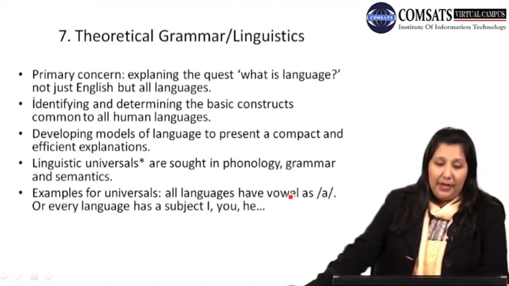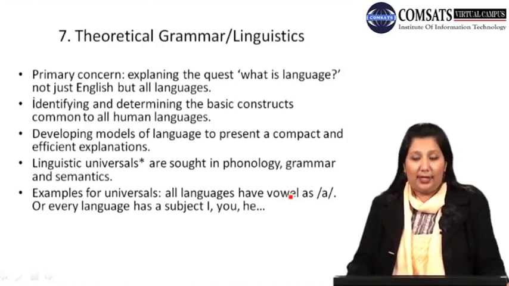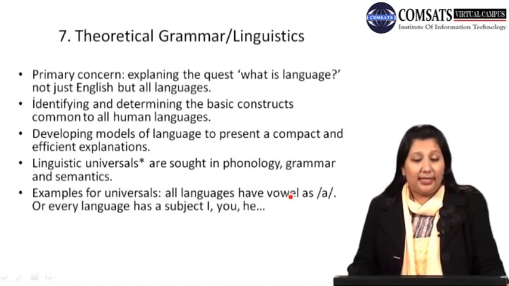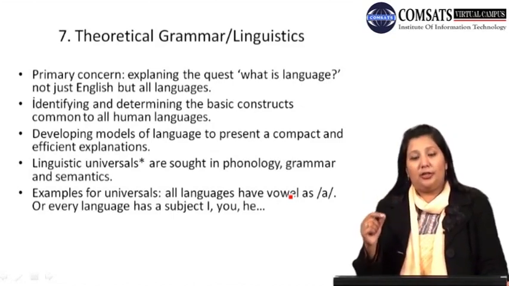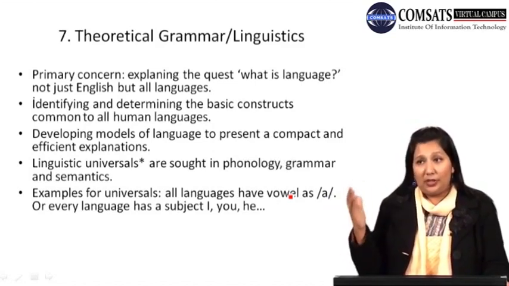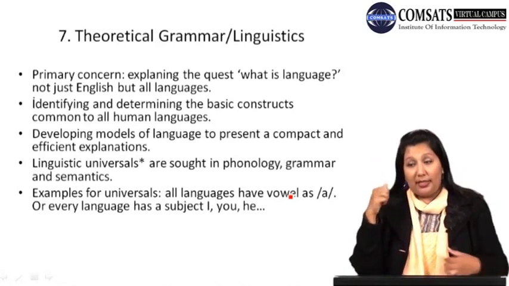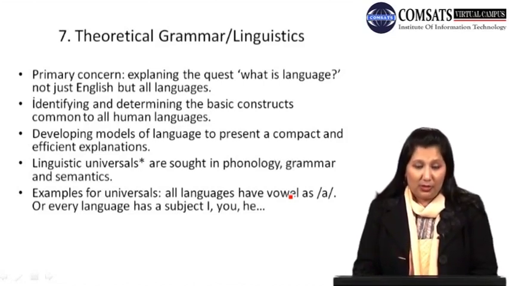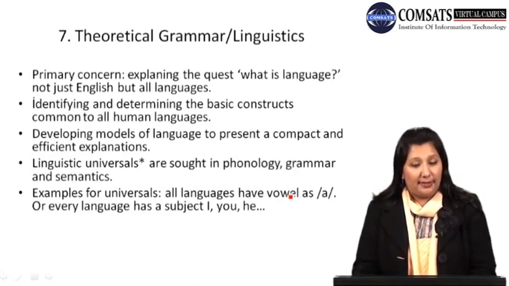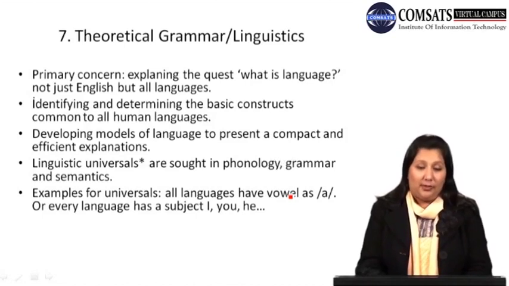Theoretical grammar and linguistics. The primary concern of theoretical grammar was explaining the quest: what is language? Not just English, but all languages. One important point is that linguistics would look not at one specific language; rather, it is going to search for and describe the rules of all the present languages of the world, not one specific language. It involves identifying and determining the basic constructs common to all human languages.